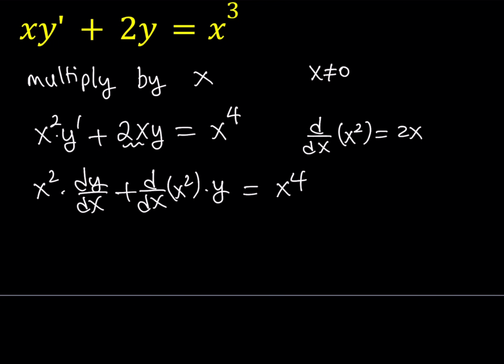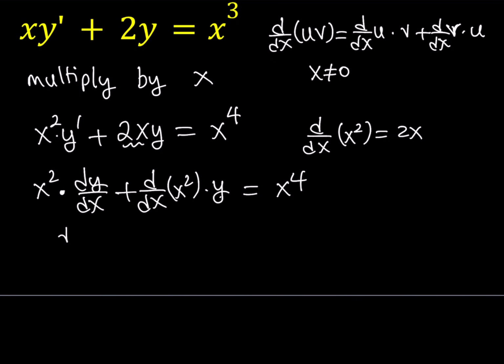Now, notice that we have x squared in one of the products and the derivative of x squared in the other. And we have the y in here, and we have the derivative of y in there. So that kind of fits the pattern of the product rule. If you think about the product rule, the derivative of the product of two functions like u times v is the derivative of the first function times the second function plus the derivative of the second function times the first function. So we kind of have that pattern here. In other words, this expression can be written as the derivative of x squared times y.